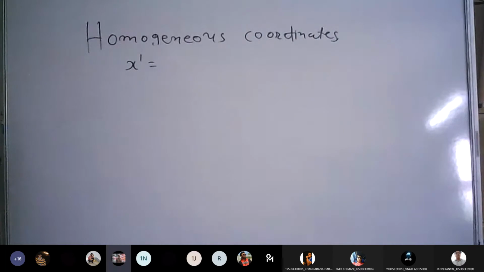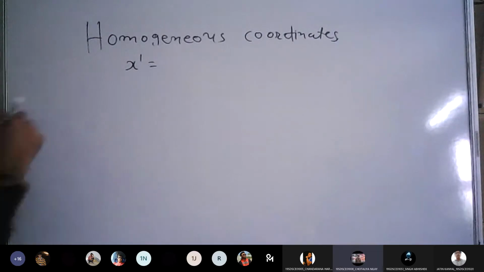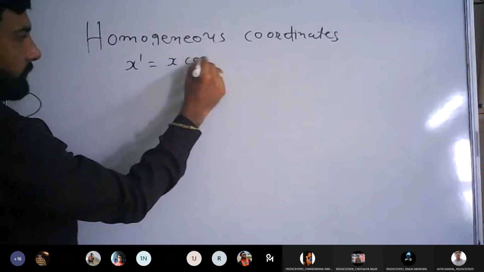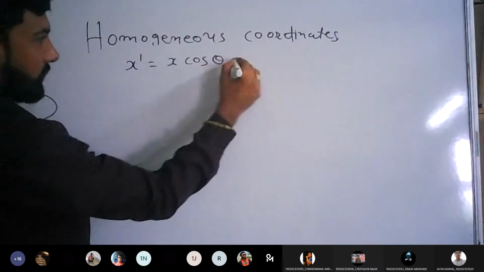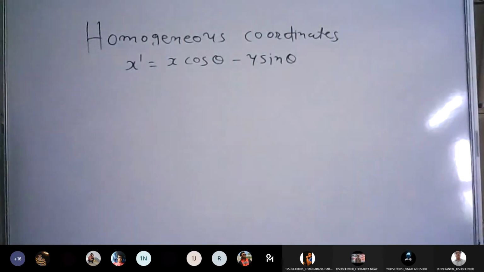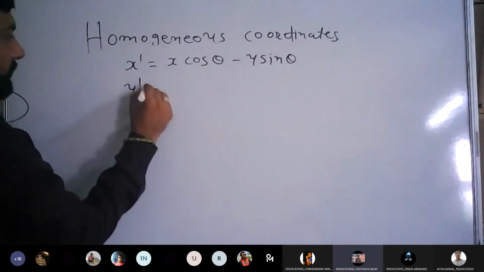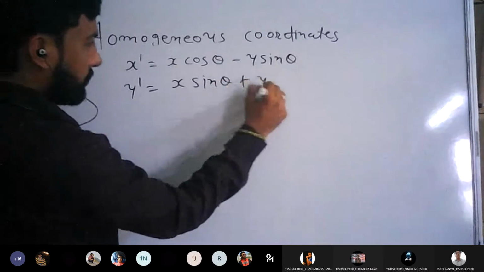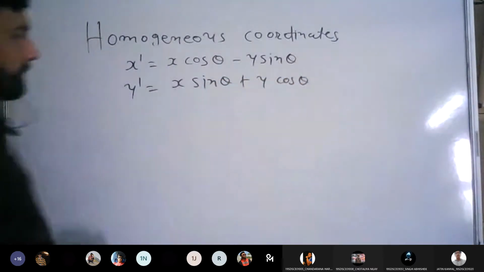No one? सर वो x प्लस साइन थीटा. No. It is going to be x cos theta minus y sin theta. Yes or no? ओके सर. And for y dash, it is going to be x sin theta plus y cos theta.